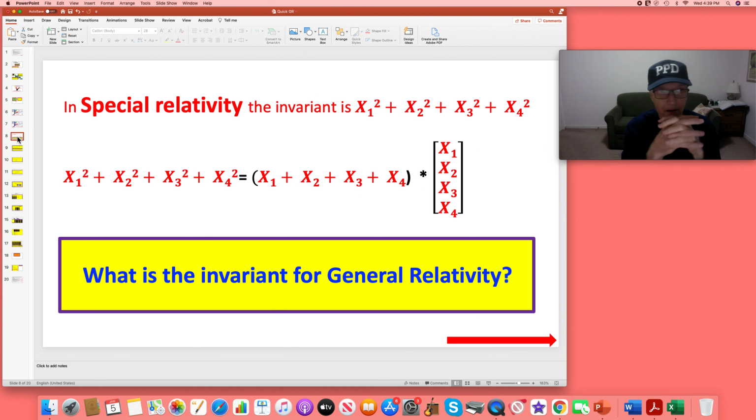Okay, so like I said, in special relativity, the invariant, according to Minkowski's method, is x1 squared plus x2 squared plus x3 squared plus x4 squared. Very nice. You can see how mathematically it's nice and clean. And that which I just said, all the squares, is equal to x1 x2 x3 x4 as a row vector times x1, x2, x3, x4 as a column vector.